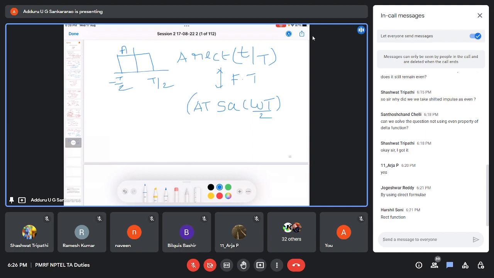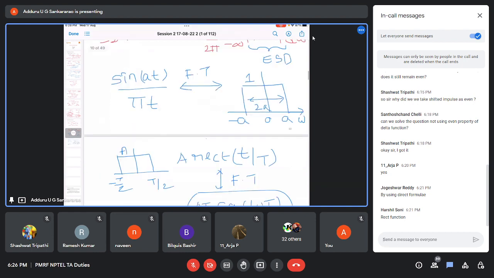And if you use the duality property, I think you know the duality property, then from this we can derive this one. So sin(at) by pi t, whose Fourier transform is this one. Now, is that okay?